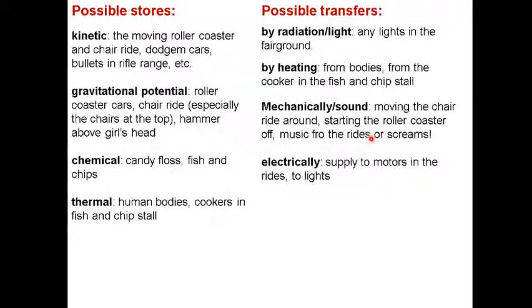And then anything that's being powered by electricity, we say that energy is being transferred electrically, so supplying the motors of the rides, they might be powered by electricity, and of course the lights as well. So we say that energy is being transferred electrically.